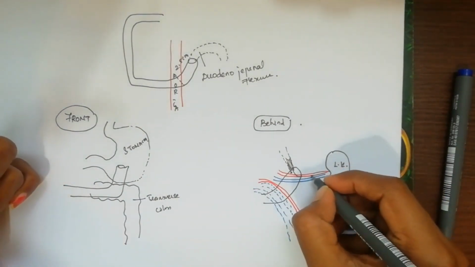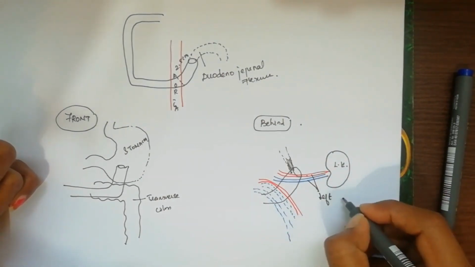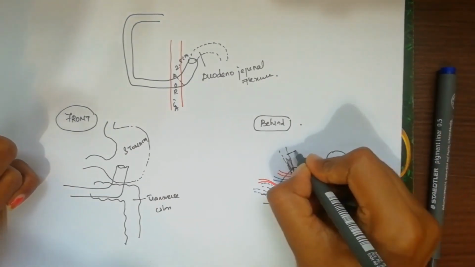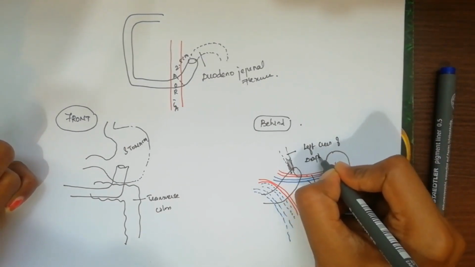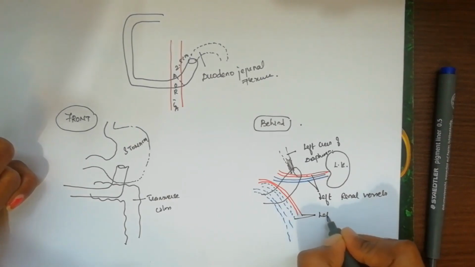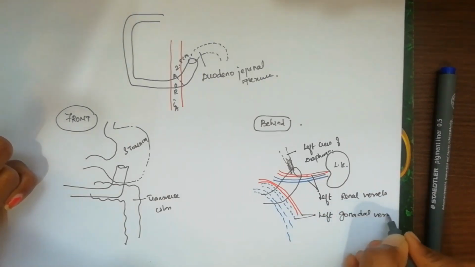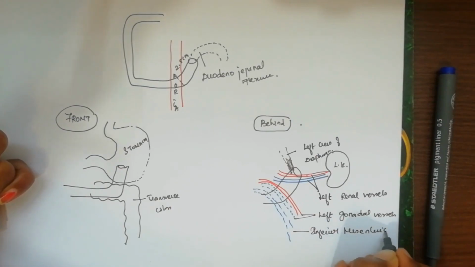I will summarize again. We have the left renal vessels, and left crus of diaphragm, left gonadal vessels, and inferior mesenteric vein.